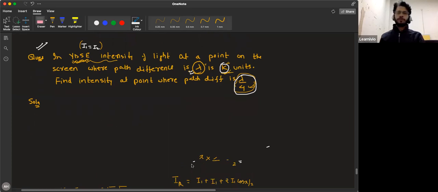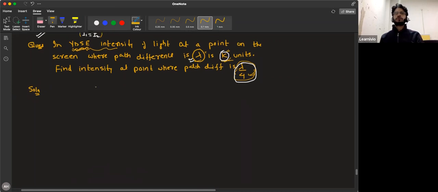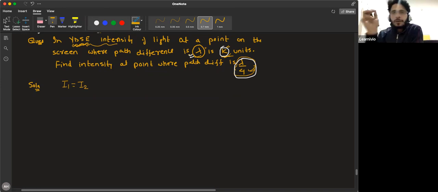See, in wave optics, in questions of interference and diffraction, whenever path difference is given, the first thing that you should do is calculate the phase difference straight away. If you have path difference, first of all calculate the phase difference, and then you will proceed. So, in Young's double slit experiment, I1 is equal to I2. Both are identical. Path difference is lambda, delta x is lambda.